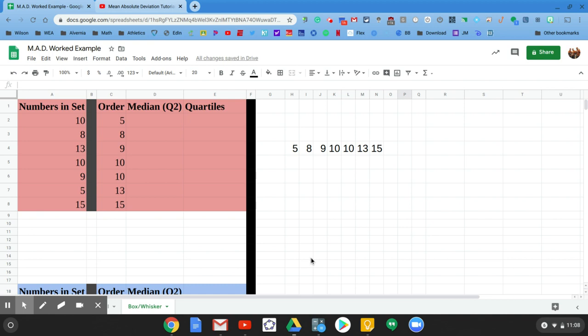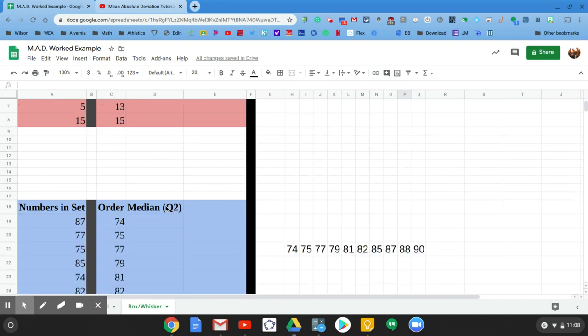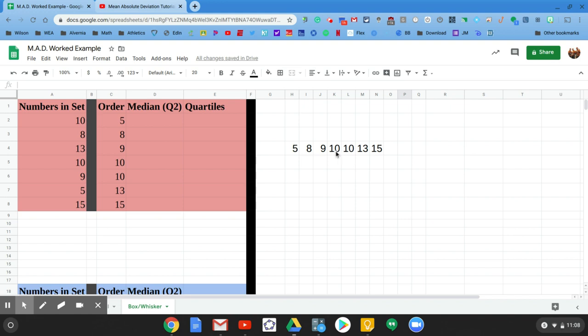Okay, so now we're going to talk about box and whisker plots, another valuable way to organize your data. Today I'm going to use the same numbers that I used for the mean absolute deviation. The only difference is that what I had to do first for a box and whisker plot is put them in order. A box and whisker plot is really good at showing us how data is organized and what the ranges of the data are.